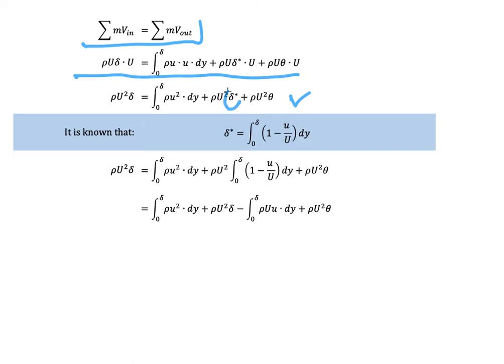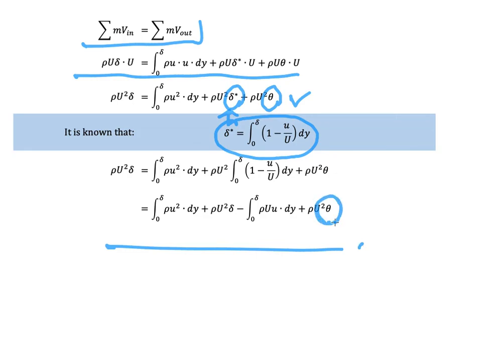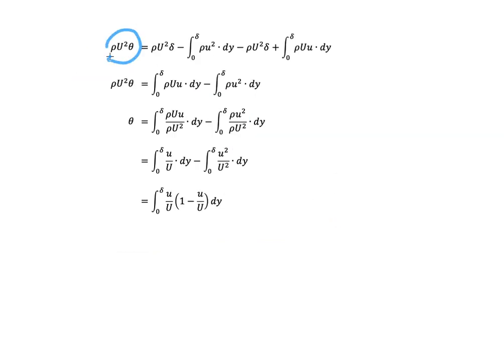And because we have two unknown parameters, which are delta star and theta, we need to simplify by substituting delta star here with the previous equation that we got. And then we could simplify this term. Because we want to know the value of theta, we bring theta here, and then we solve it, and we could get this term. So we bring the rho U square to the right hand side, and finally we could get this term.